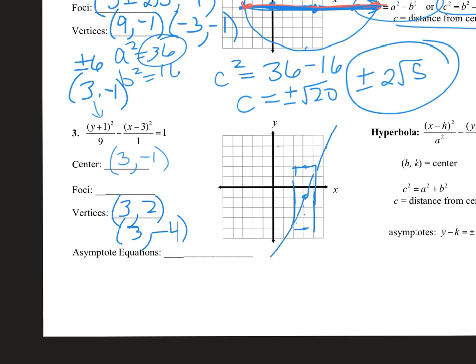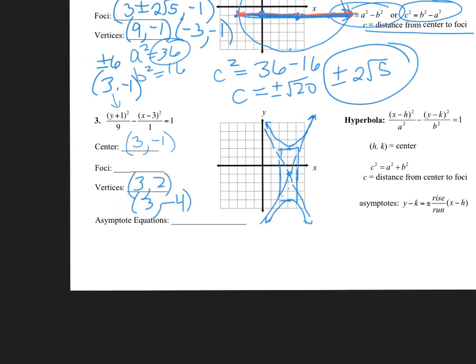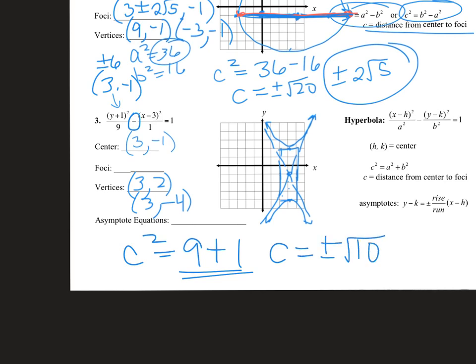And then don't forget your asymptotes. Don't draw them too thick. Nobody likes a thick asymptote. All right, and then there you go. And there's your hyperbola. Beautiful. Hopefully yours is nicer. Foci, c² equals, and it's plus in the middle, okay? The hyperbola has a minus in the middle, but the foci has a plus in the middle. So c would be plus or minus rad 10. And then from the center, that would be up and down a distance of rad 10. So the 3 will stay the same, but this will be -1 plus or minus rad 10.